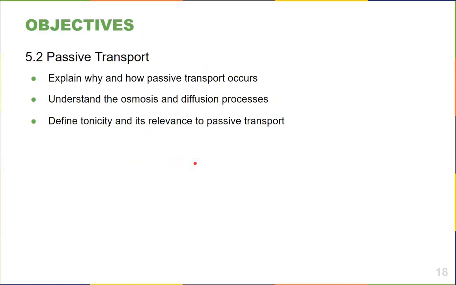So 5.2, we are going to talk about passive transport. We will explain why and how passive transport occurs. We'll hopefully understand the osmosis and diffusion process and define tonicity and its relevance to passive transport.